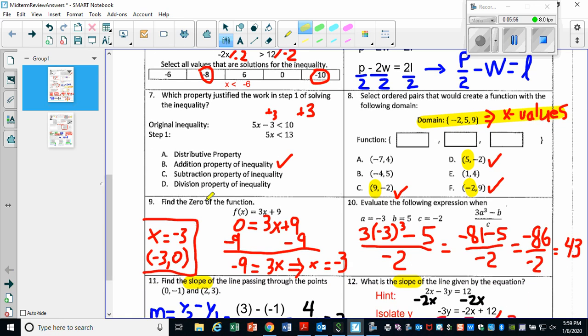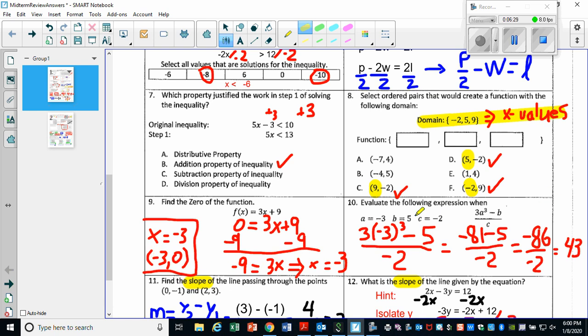Number 9, find the 0 of the function. You replace f of x with 0. So you set 3x plus 9 equal to 0. Then you solve for x, which is basically a two-step equation. Your result, x is -3. So if x is -3, you could also write -3 comma 0. Your answer is either going to be x equals the number or the coordinate pair.